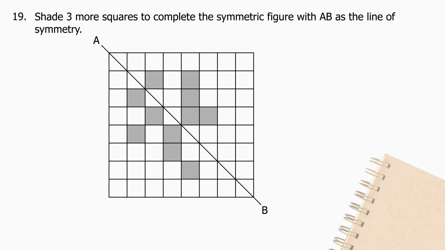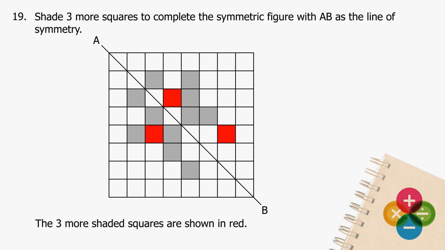Question 19. Shade 3 more squares to complete the symmetric figure, with A, B as the line of symmetry. The 3 more shaded squares are shown in red.